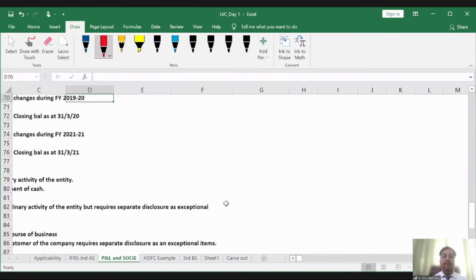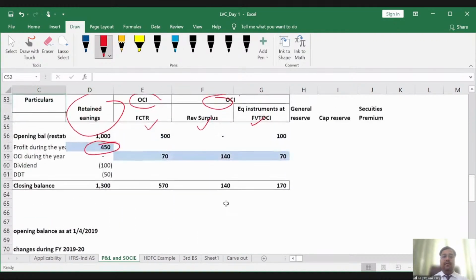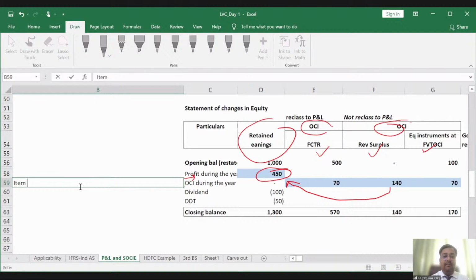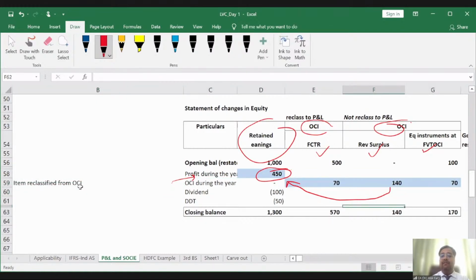So in this case, friends, if you see, this is a statement of changes in equity format. Whatever is there, this 140 net of tax, it will go to retained earning directly. In the retained earning, there will be a separate line item. What will be the separate line item? Item reclassified from OCI, right? And in the next year, there will be a minus 140 in the OCI part, and there will be a positive 140 in the retained earnings.